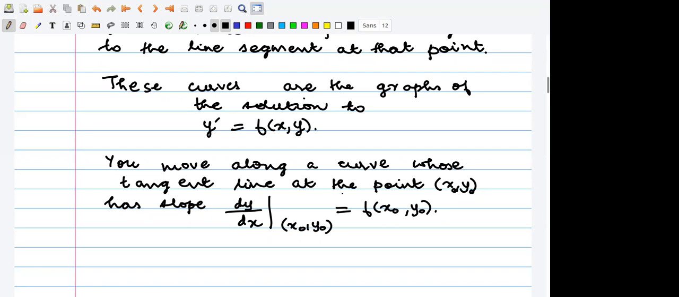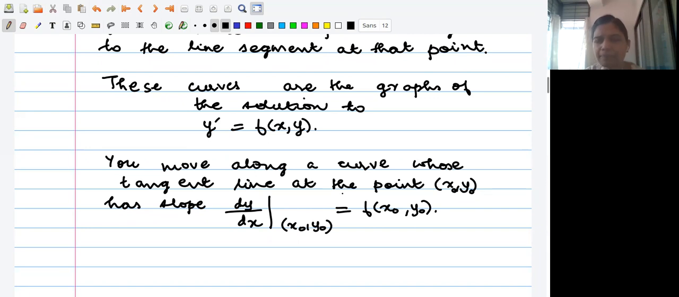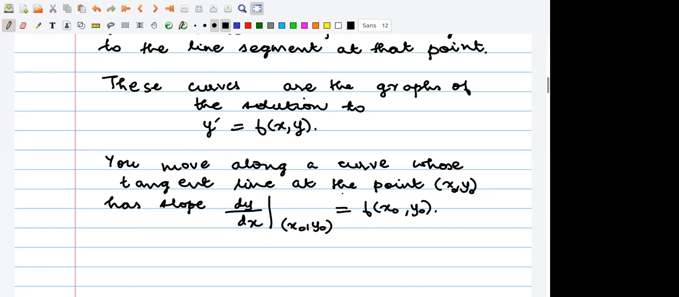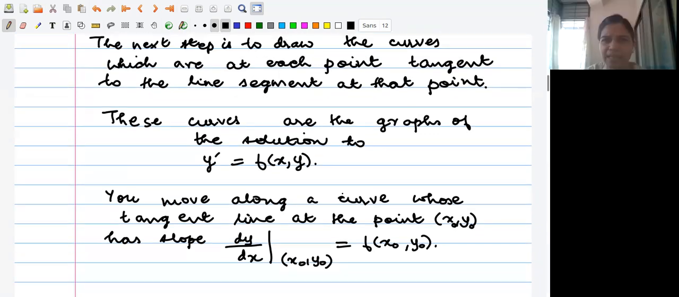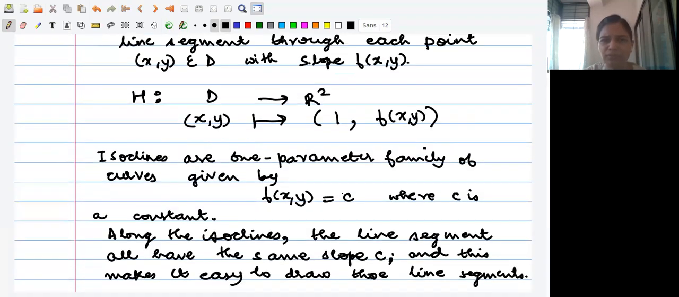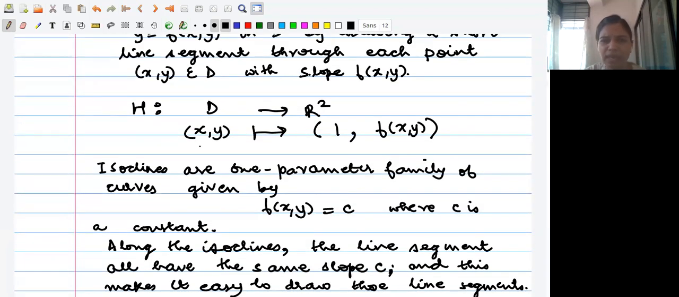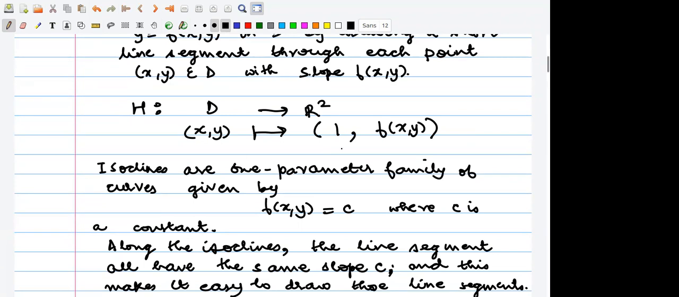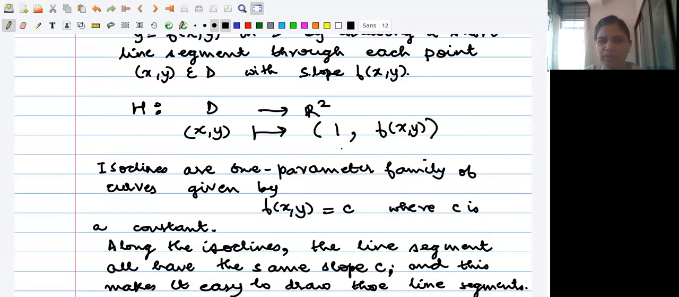Ma'am, if a question asks to find a directional field at a given point for a particular differential equation, then we have to just find dy by dx at that point. No, you have to first, at each point xy, associate a vector. How do you determine that vector? The vector has base point xy and the slope f of xy. So you have to plot that everywhere, wherever the function f is defined.